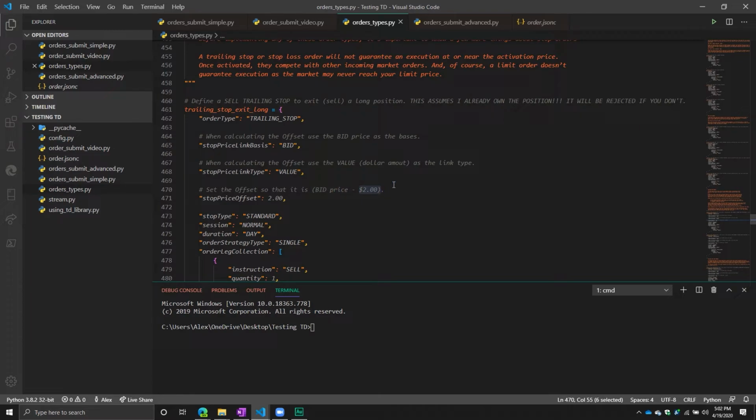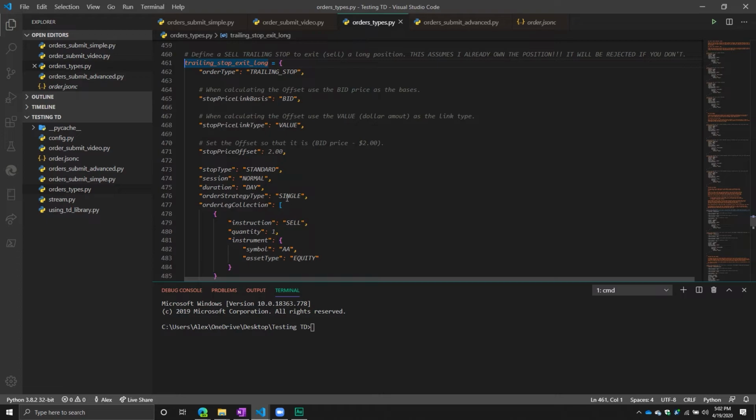It's assumed I've gone long. It assumes I've owned the position. Very important. There's no sense in putting a trailing stop if you don't have, obviously, a position to trail it. So you have to have that position to trail it.